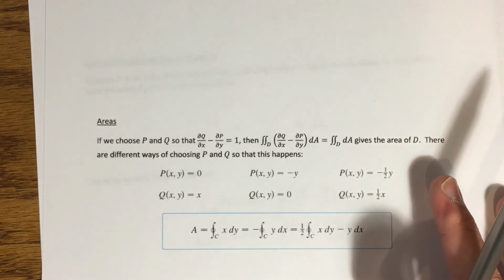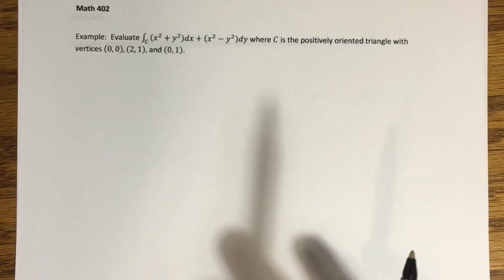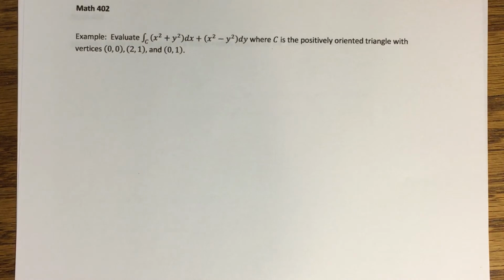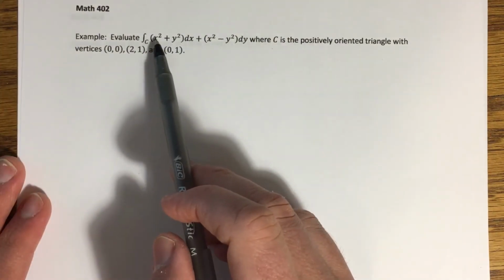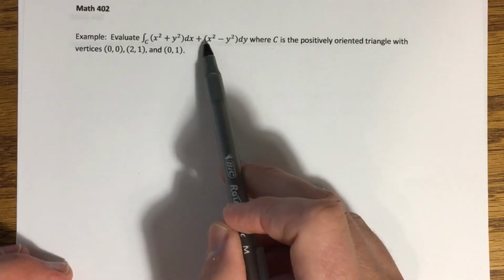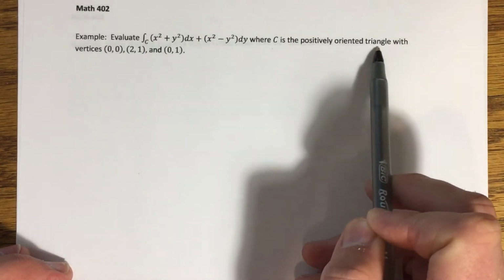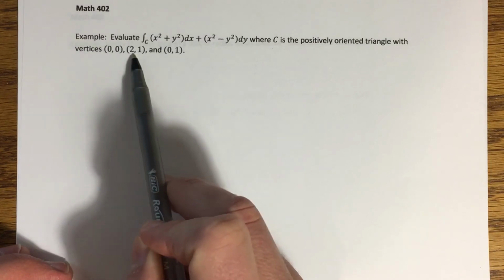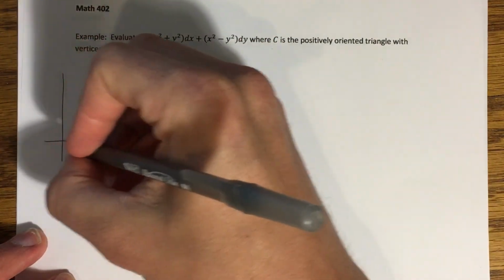I think what we'll do is run through one example of using Green's theorem and then wrap this video up before we move on to areas in the next video. So in this one, what we're doing is we're evaluating a line integral of x squared plus y squared dx plus x squared minus y squared dy, and C is the positively oriented triangle with vertices 0, 0, 2, 1, and 0, 1. You can evaluate this directly, but look at the curve for a moment.